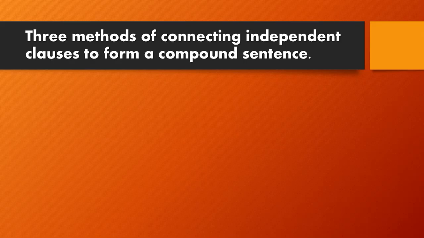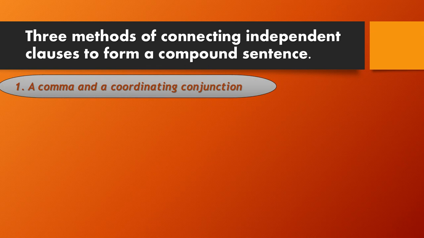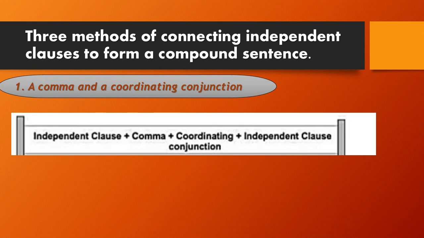The first way, as we said, to connect them is using the comma and the coordinating conjunction. We have here an independent clause and another independent clause, and there is a comma and a coordinating conjunction between them.